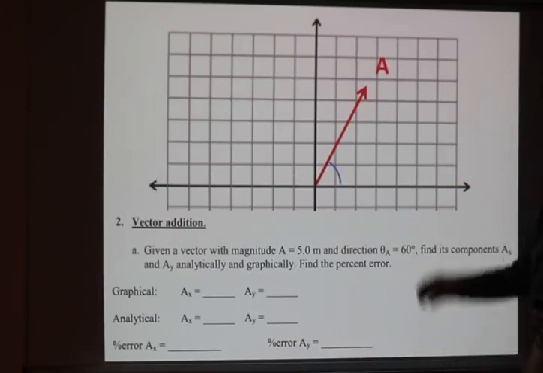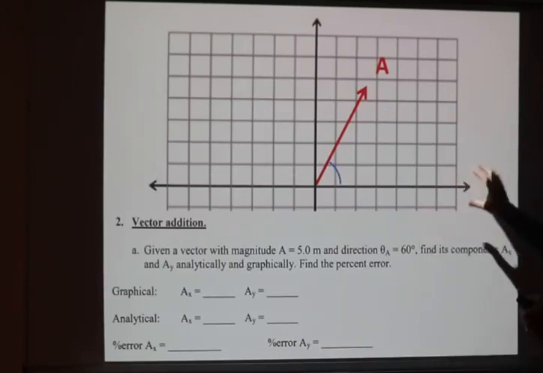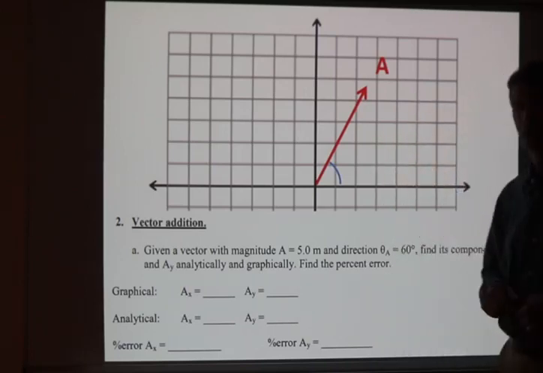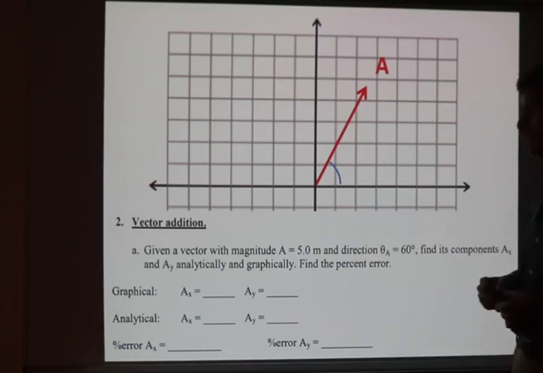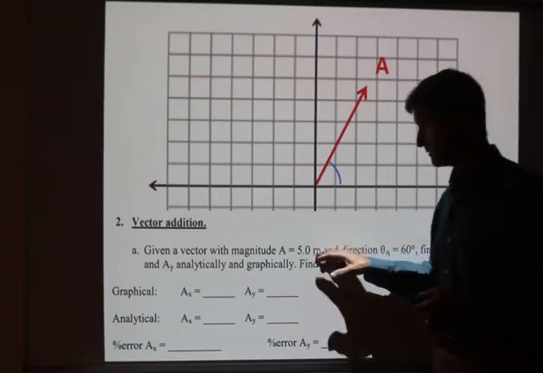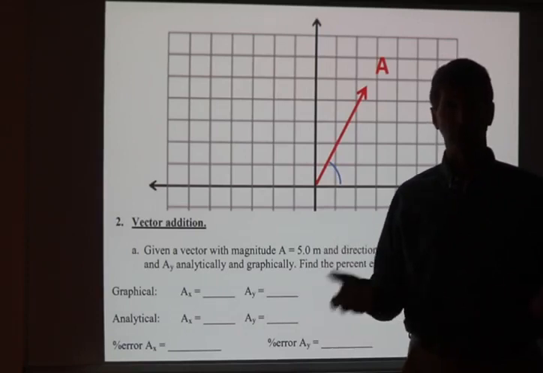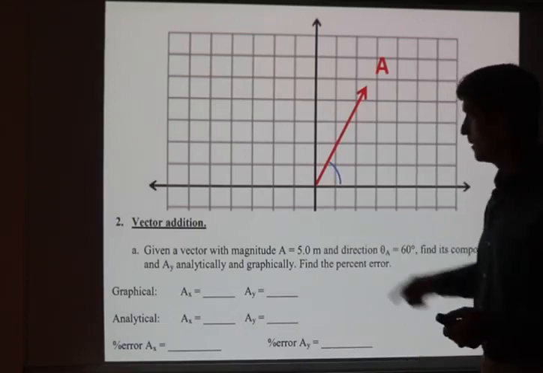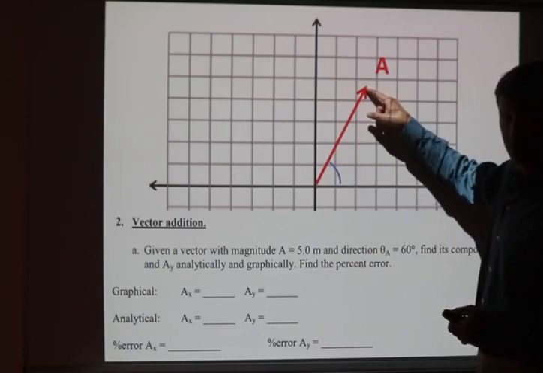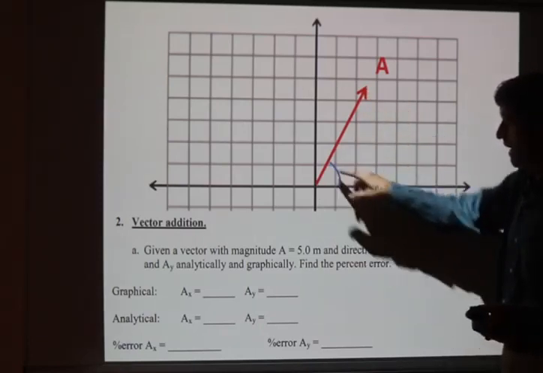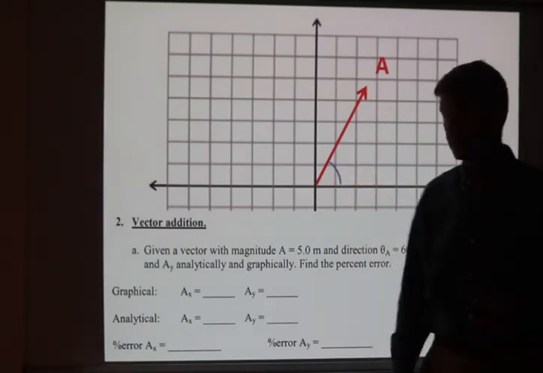Okay, number two. 2A, you're drawing a vector. Again, you need a protractor, you need a measuring stick to do this. Given a vector with a magnitude of 5 meters, let's say that your graph paper is centimeter graph paper. I think this is really the best to use. Measure out 5 centimeters, because that's going to represent the 5 meters. You're going to do it at a 60-degree angle using your protractor. Okay?